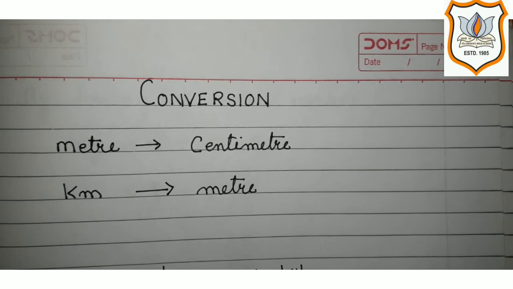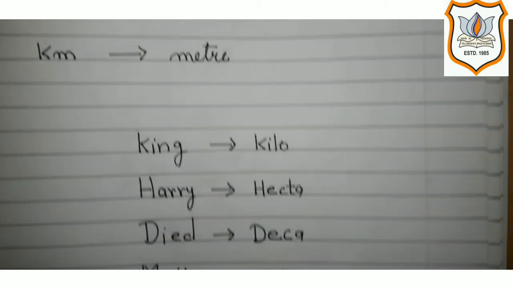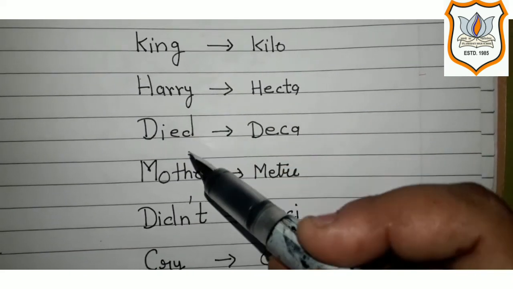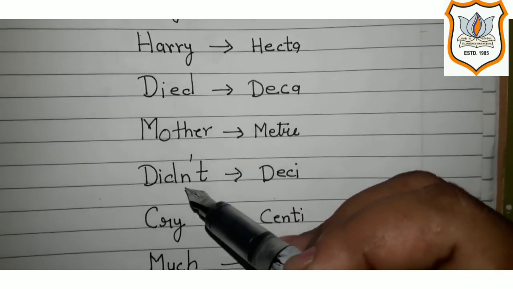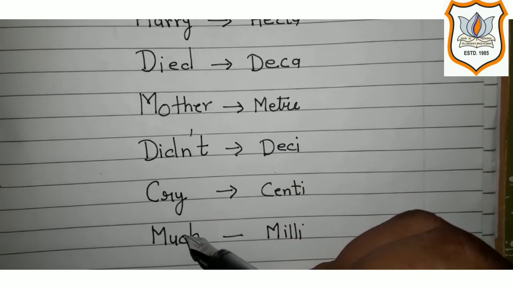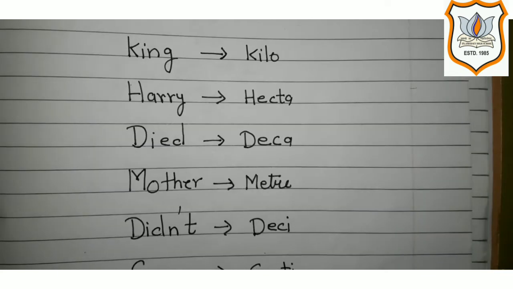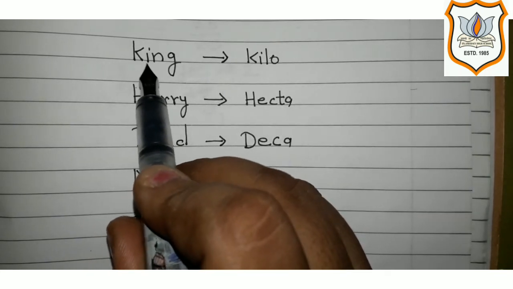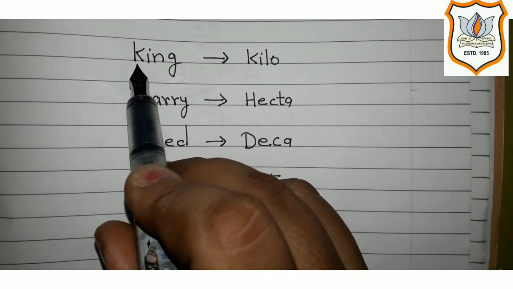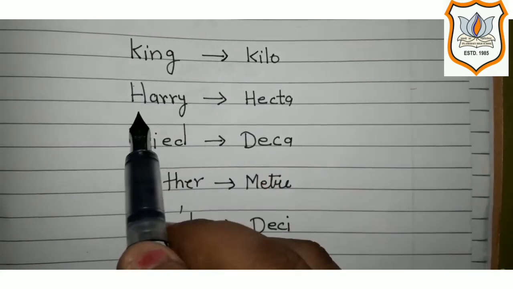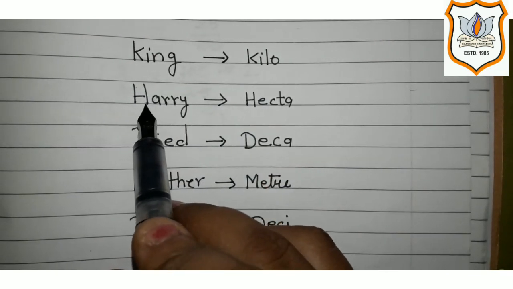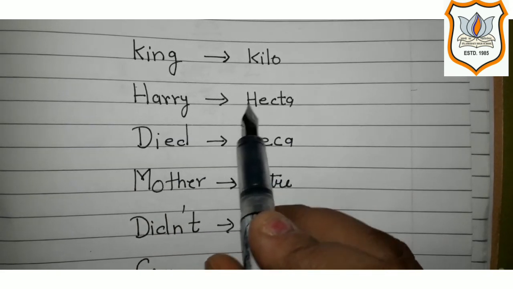The trick is a sentence which says, King Harry died, mother didn't cry much. Pretty easy to memorize. Now we only have to look at the first letter of each word. The first letter of King is K. This K stands for kilo. The first letter of Harry is H. This H stands for hecto.